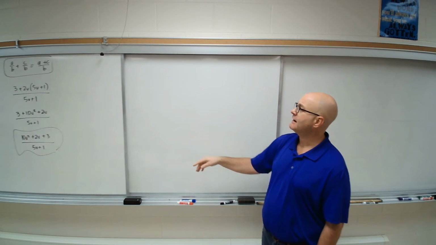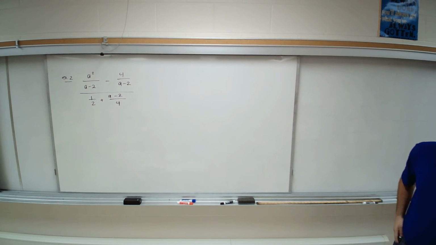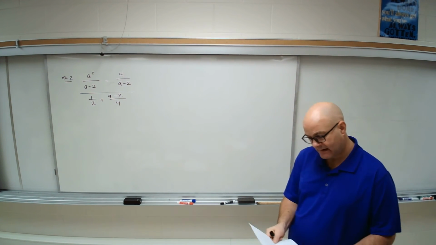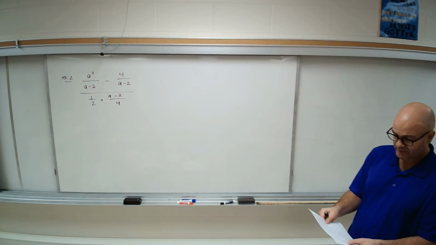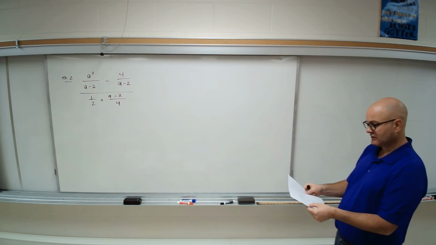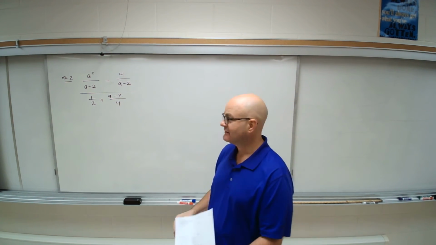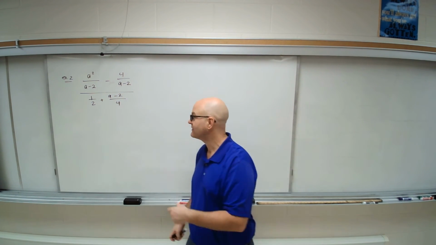So let's go ahead then, and we have one more we want to look at here. This is from the back of the worksheet, and I'll make sure this is correct this time. It's a squared over a minus 2 minus 4 over a minus 2, over 1/2 plus a minus 2 over 4. This is number 11 from your worksheet. Sorry about that last one. I'll let you see how it would change it. I think all that would change is the one negative sign gets distributed.